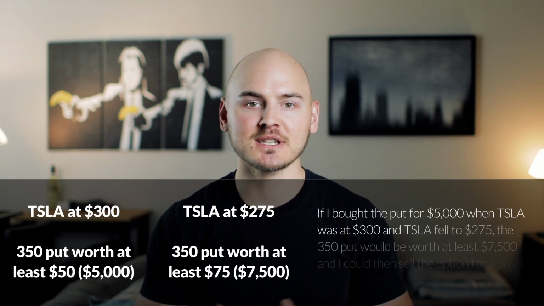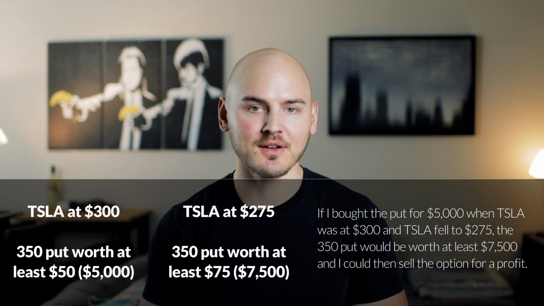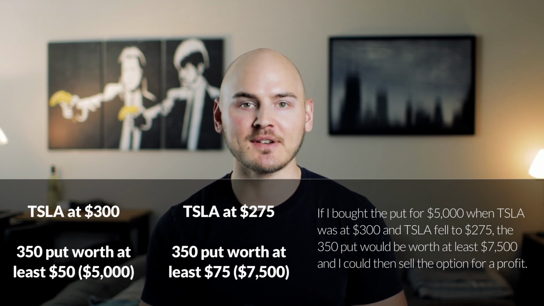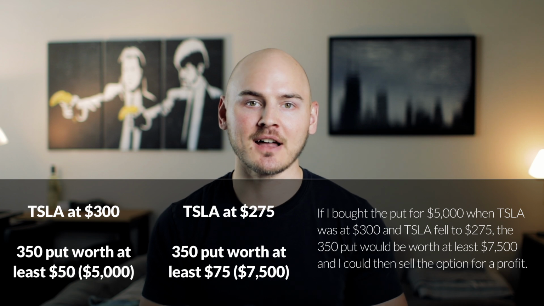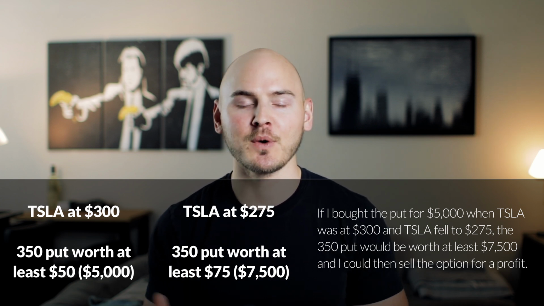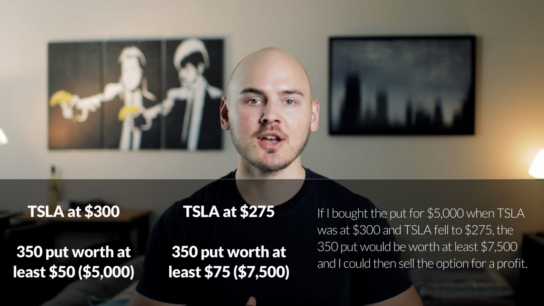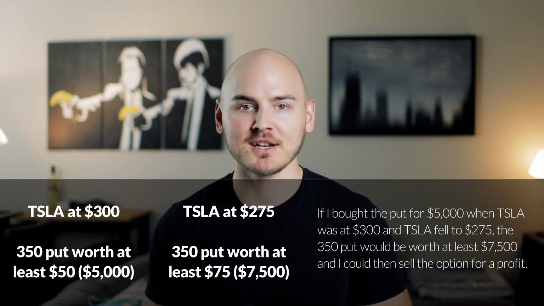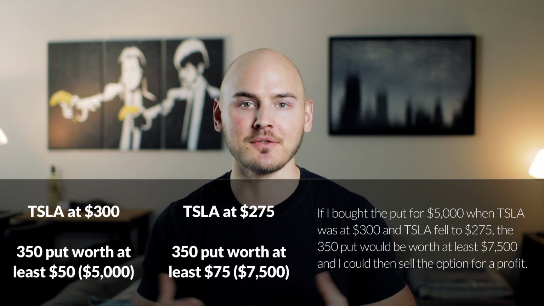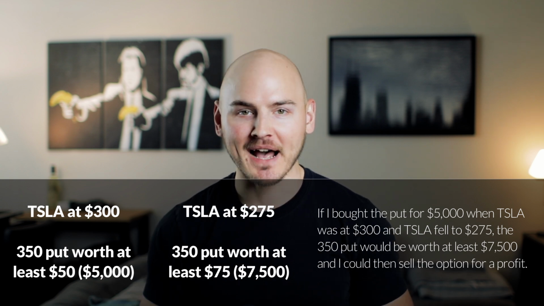So if I were to purchase this put option in Tesla for $5,000 and the share price decreased by $25 to $275, that put option would be worth $7,500, at which point I could sell the put option, close the trade, and I would make $2,500 on the initial $5,000 invested into the option. When buying put options, the way you make money is to see a rapid decrease in the stock price before the option expires.